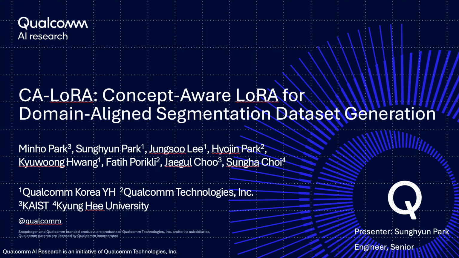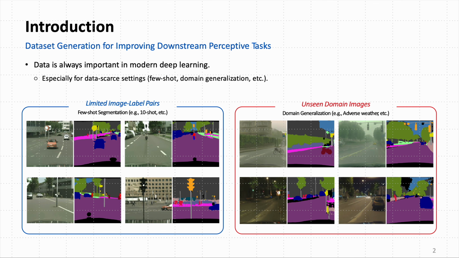Today I will present our work, CA-LoRA, Concept-Aware LoRA for Domain-Aligned Segmentation Dataset Generation. Data drives deep learning, but pixel-level segmentation labels are expensive to collect. This becomes a real bottleneck in data-scarce settings, like few-shot segmentation with only a handful of labeled pairs, or domain generalization, where we need to handle unseen conditions such as fog and rain driving.